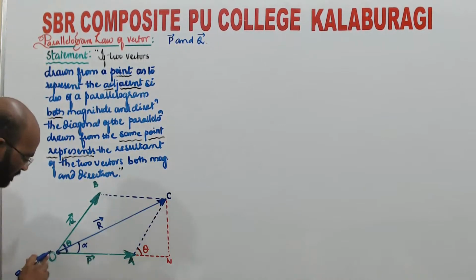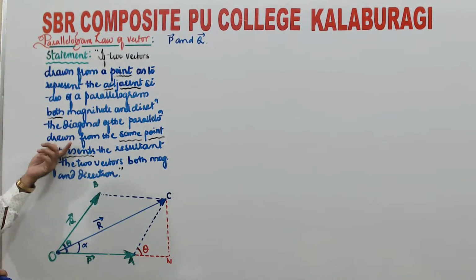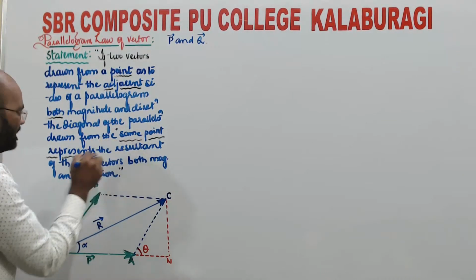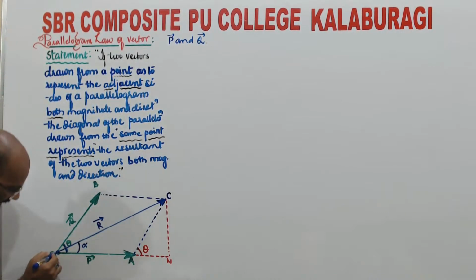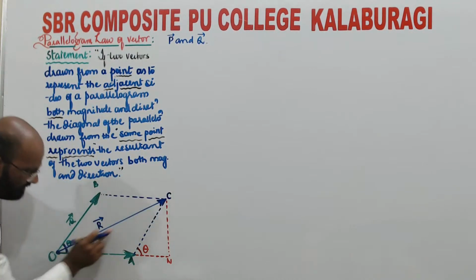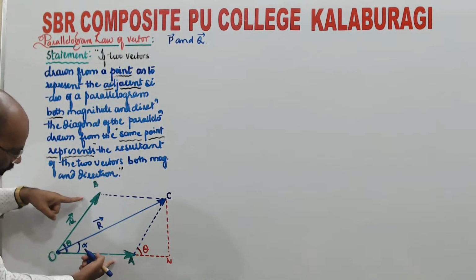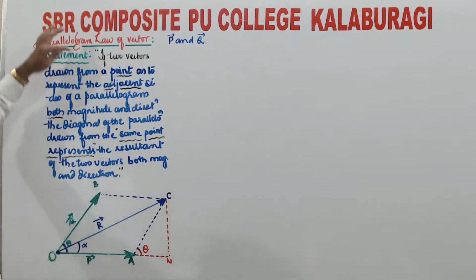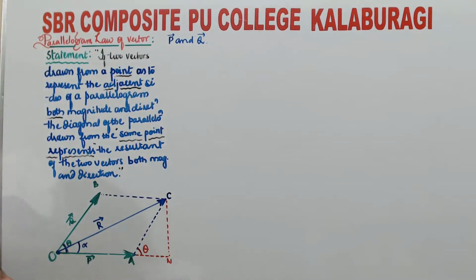The diagonal, so this OC, is called the diagonal. The diagonal, drawn from the same point O, represents the resultant. So OC is the resultant of the two vectors, with both magnitude and direction. This is called the parallelogram of vector addition.